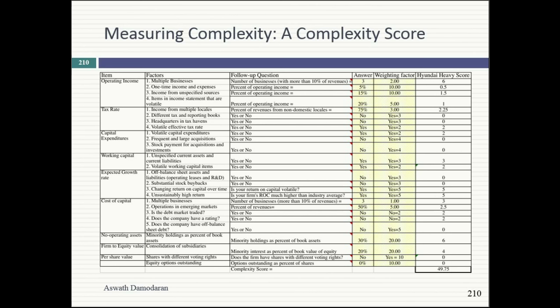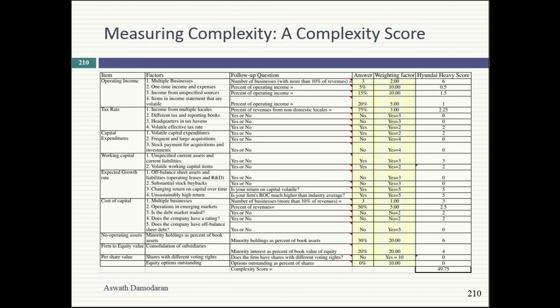For instance, I found that there was no correlation between the complexity score and the size of a company. We tend to think of big companies as complex companies. It's amazing. You have some really small companies that are incredible messes to work with, and some really large companies that are easy to work with.